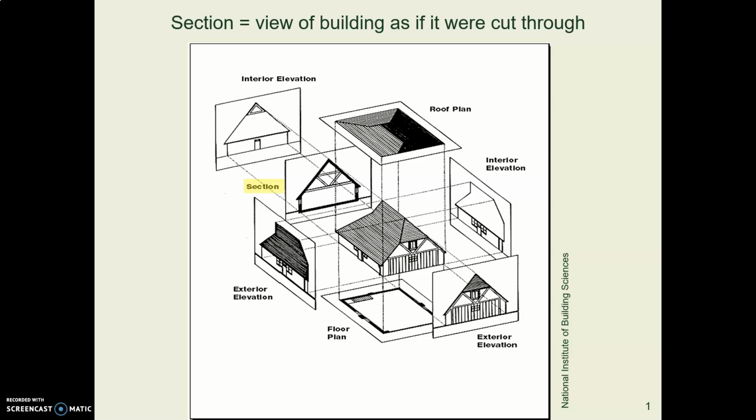We've talked about elevations. Now let's talk about sections. A section is a view through the building as if you took a vertical saw blade or slicer and sliced through the middle of the building somewhere, and you're showing the reader what is left there that the saw cut through, essentially.